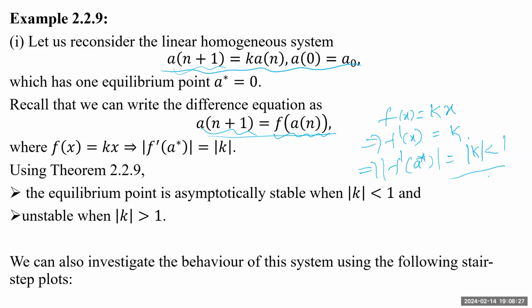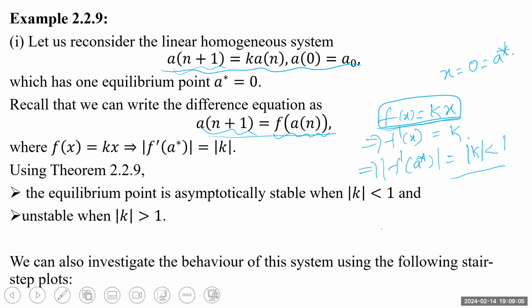And when k is greater than 1, it is unstable. But how do you get this? f of x is equal to x. Only the 0 point will satisfy this. f of x is equal to kx, k is a constant, right? This is only possible when x is equal to 0. So that is our equilibrium point. So we can investigate the behavior of this system using the following state step plots, or cobweb plots.